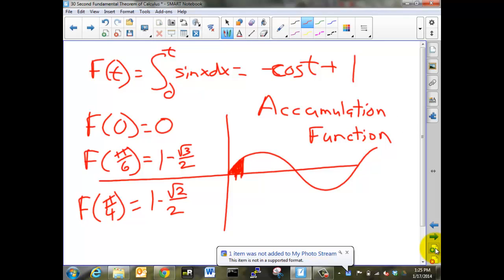Why do you think we call it an accumulation function? We're accumulating stuff, aren't we? We're adding area each time we go up. All right? So that's all I want you to understand from this, okay?